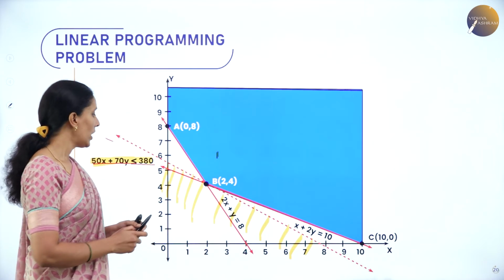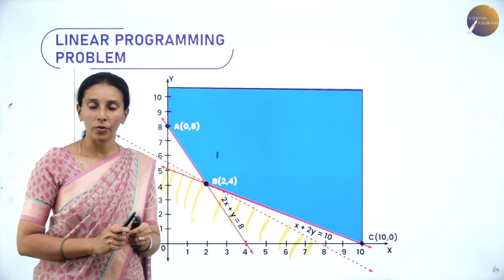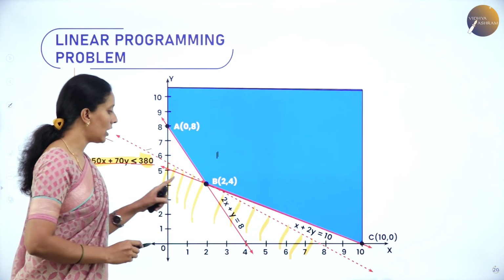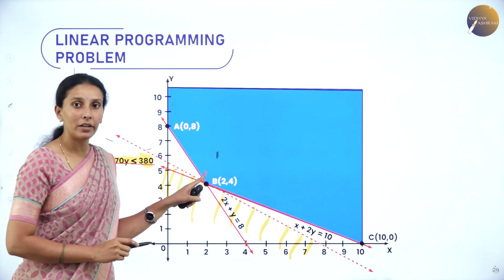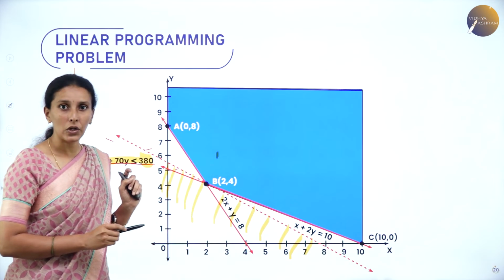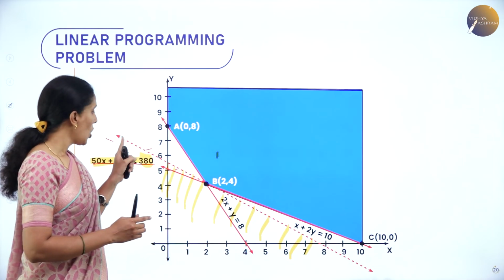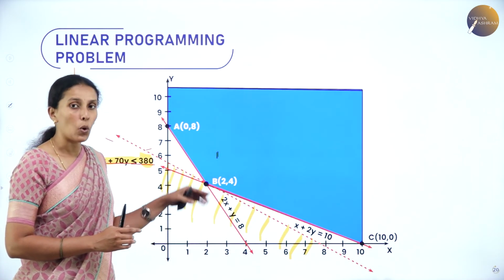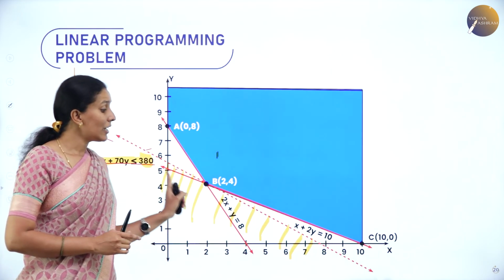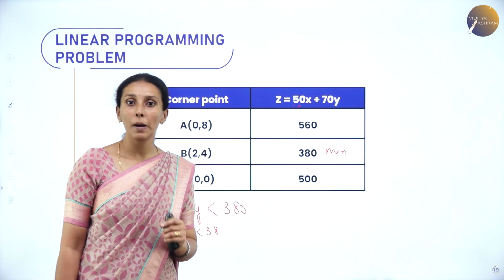Hence, we can clearly conclude that 380 is the minimum value for the given linear programming problem. You may ask, since this point coincides with this line, isn't it a point in common with the feasible region? No. When I say dotted line, the points along the line are not included, because we have strictly less than 380. No point on the line will be a solution. Only the points below the line will be the solution. Hence, there is no point in common with this region, and 380 is the minimum value.